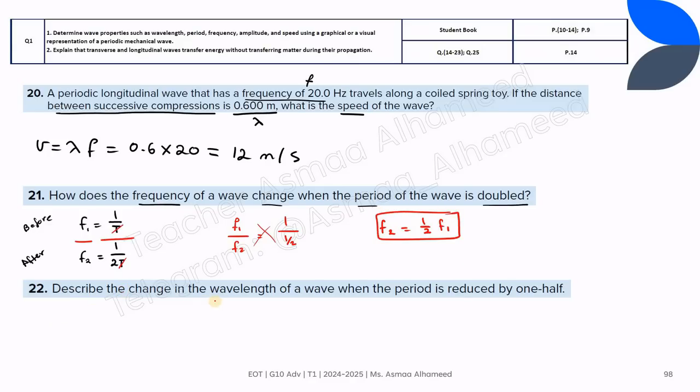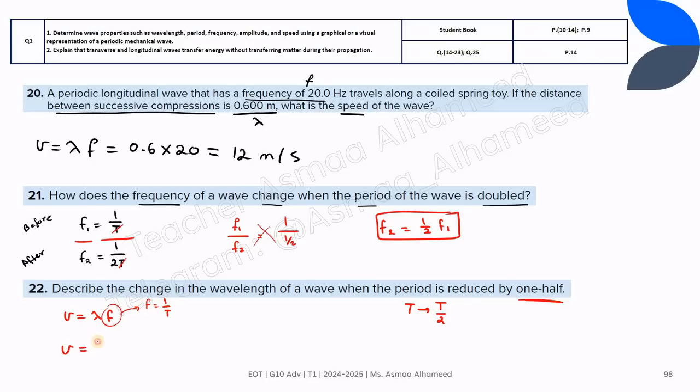Next question. Describe the change in the wavelength of a wave when the period is reduced by 1/2. So now you have T becomes T over 2. So here we start with V is equal to lambda F, and we know that F is equal to 1 over T.